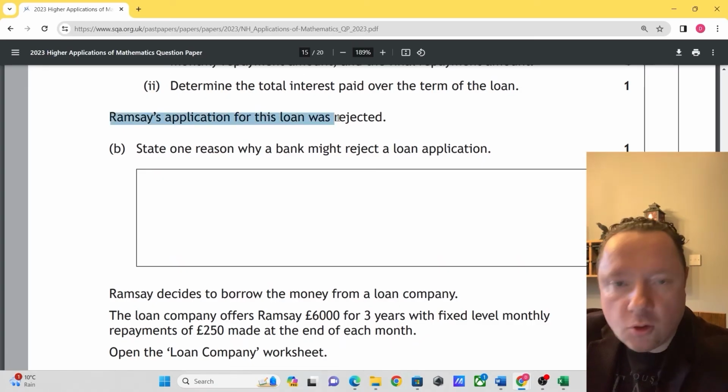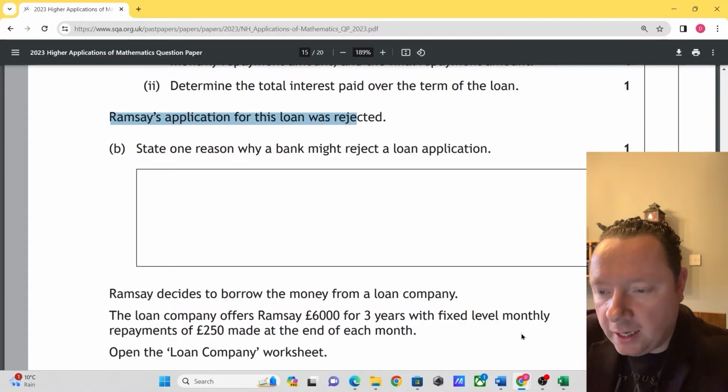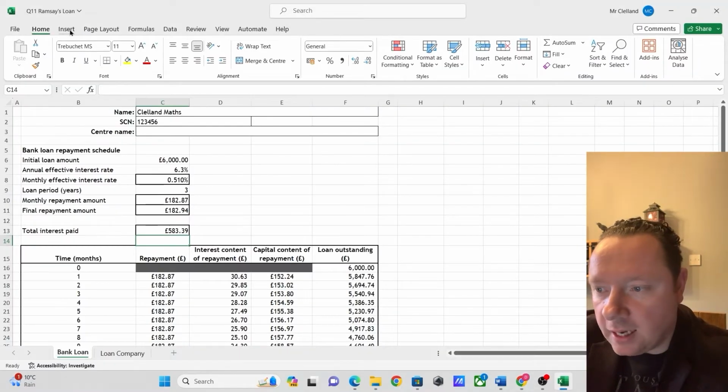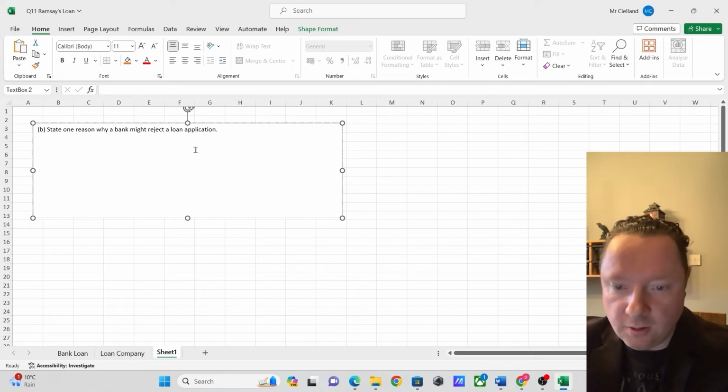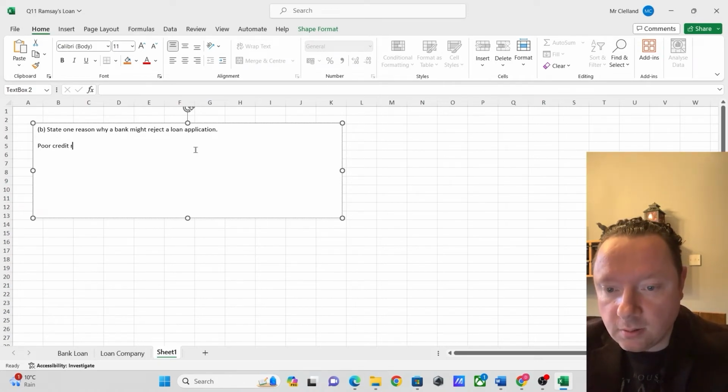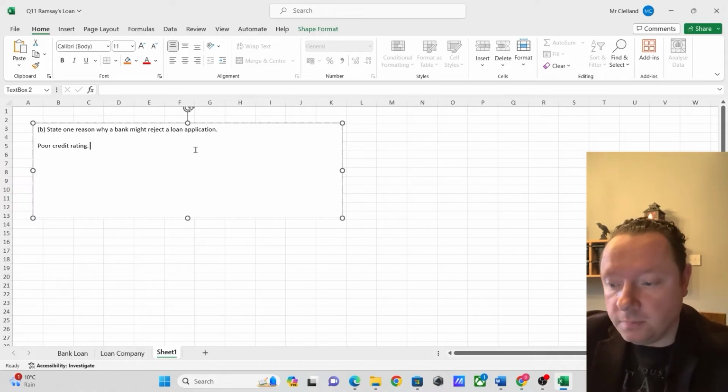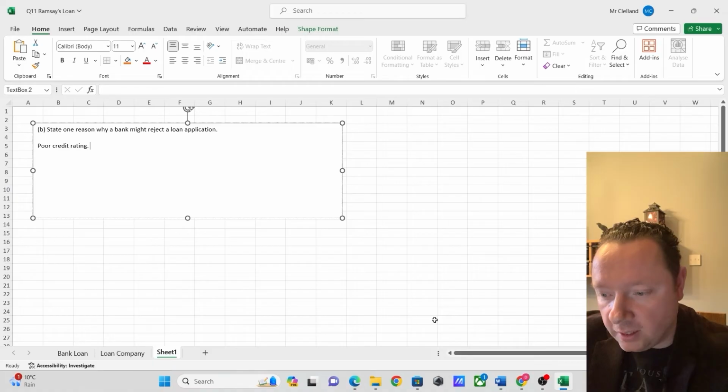Ramsey's application for this loan was rejected. State a reason why a bank might reject a loan application. So let's just put this answer in here. There are a few reasons, but the main reason is to do a credit check and they might have a poor credit rating. So I'm just going to write poor credit rating as my answer. Or you can mention the affordability of the loan. Okay, let's move to the next question.